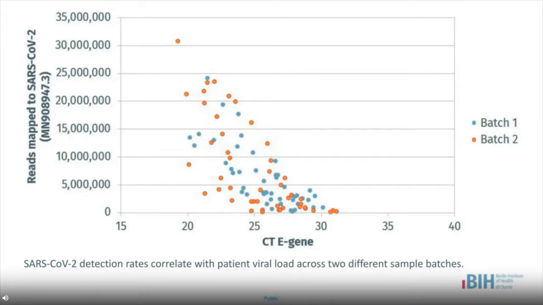The CT values from RT-PCR of the analyzed 96 patient samples were in the range from 19 to 31. When CT values of clinical samples are plotted against the number of reads that map to the SARS-CoV-2 genome, a clear correlation can be observed. It doesn't really come as a surprise that sequencing of samples with high CT values results in lower numbers of reads mapped to the SARS-CoV-2 genome.